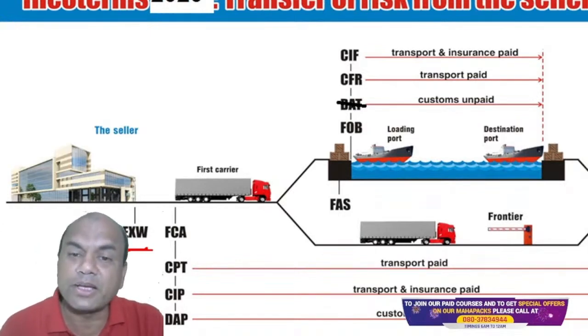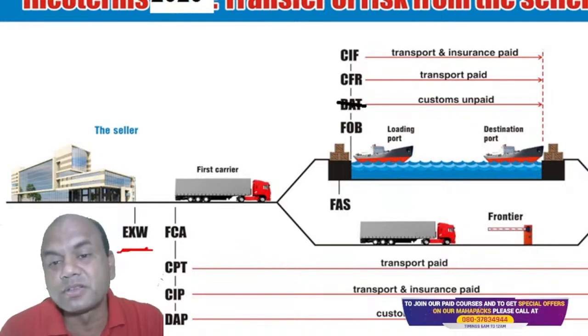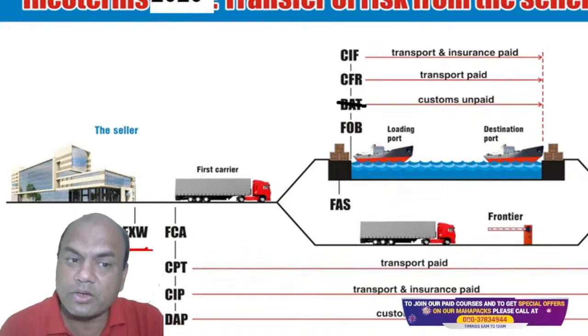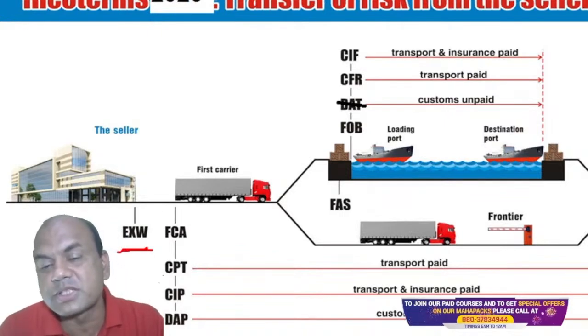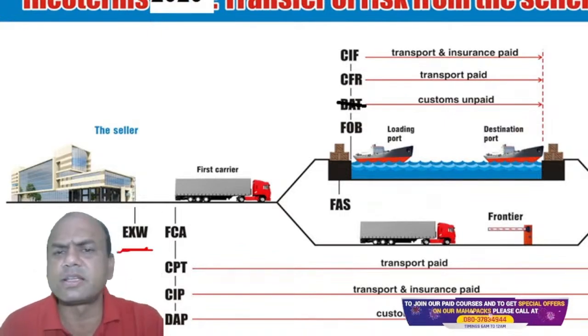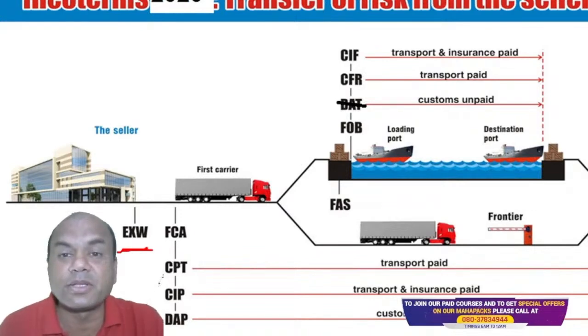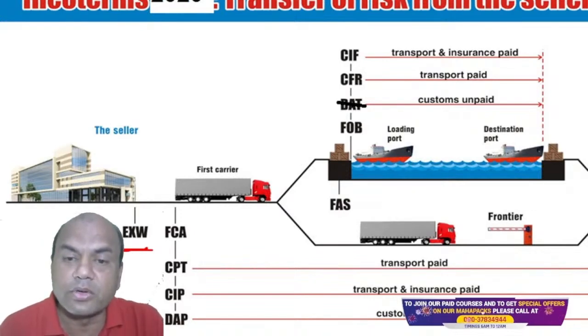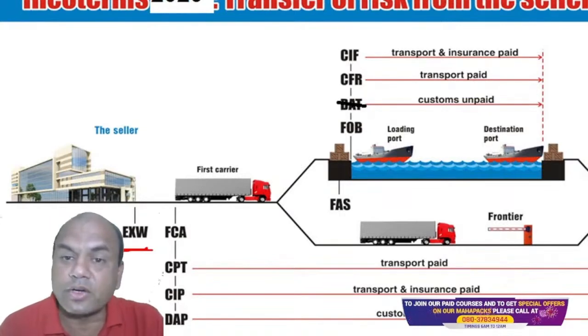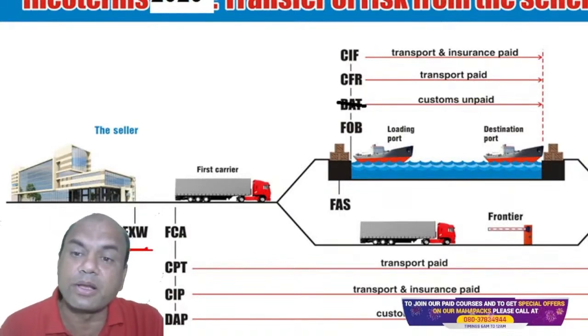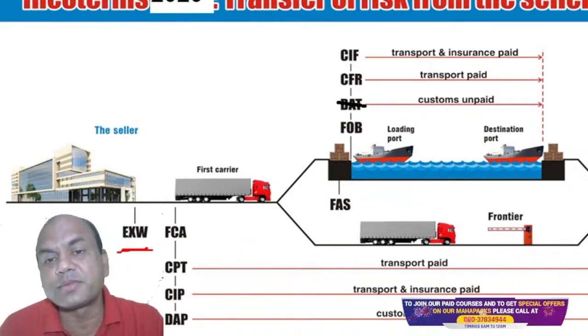Now when this guy buys the ticket, then what happens? See here, his or her responsibility is only up to buying the ticket. If tomorrow something happens to the ship, again the seller says I am not responsible. My responsibility was putting the goods on the board and buying that ticket. Okay, so that is called CFR. Transport paid.